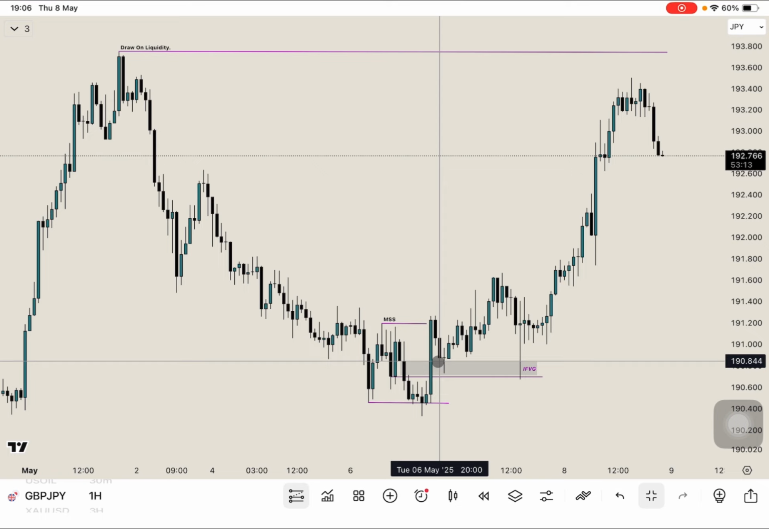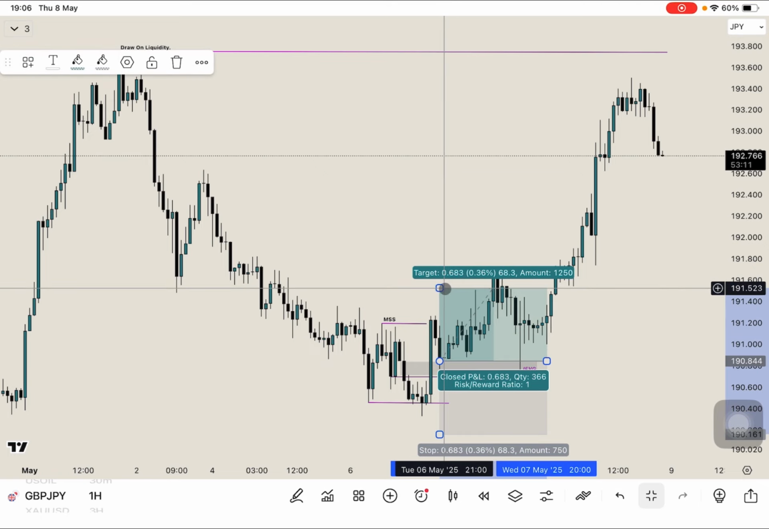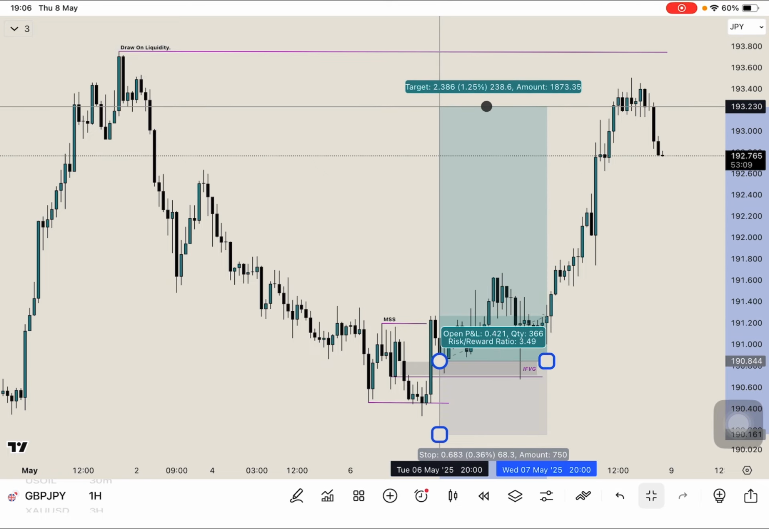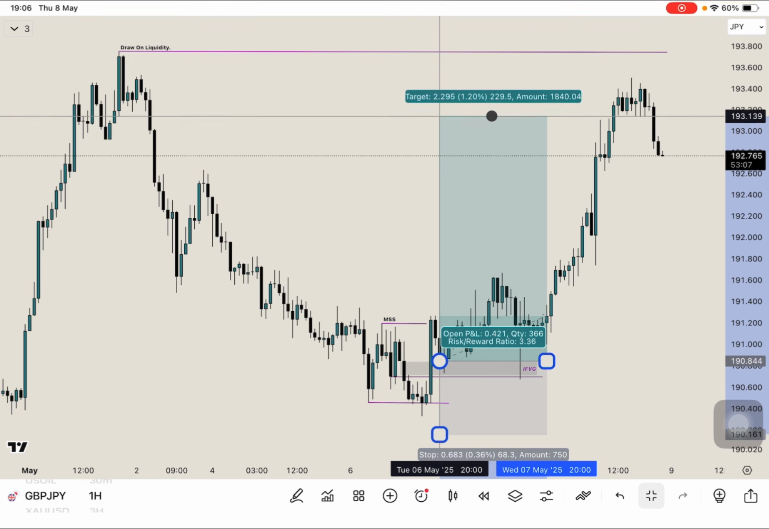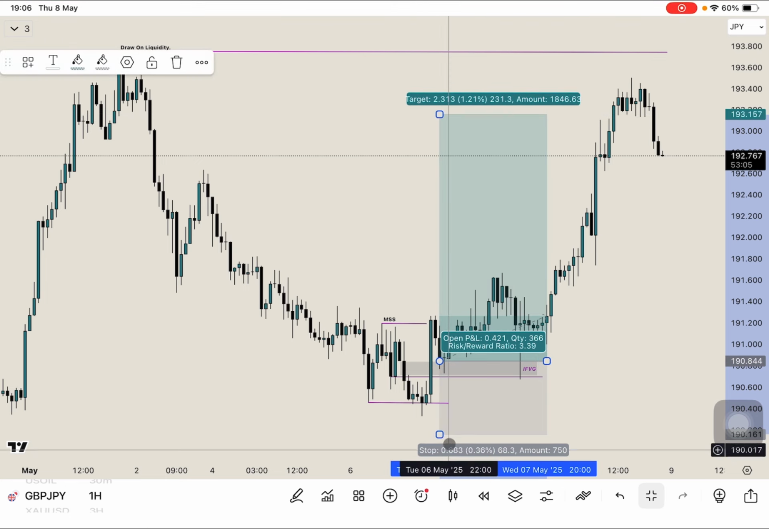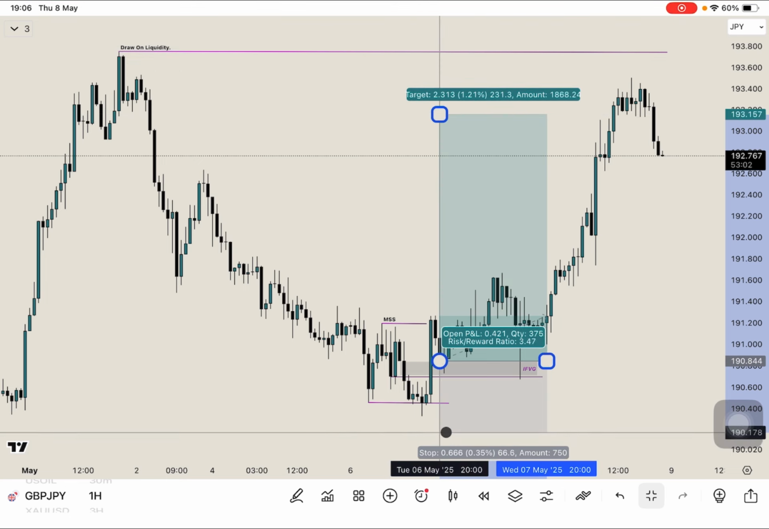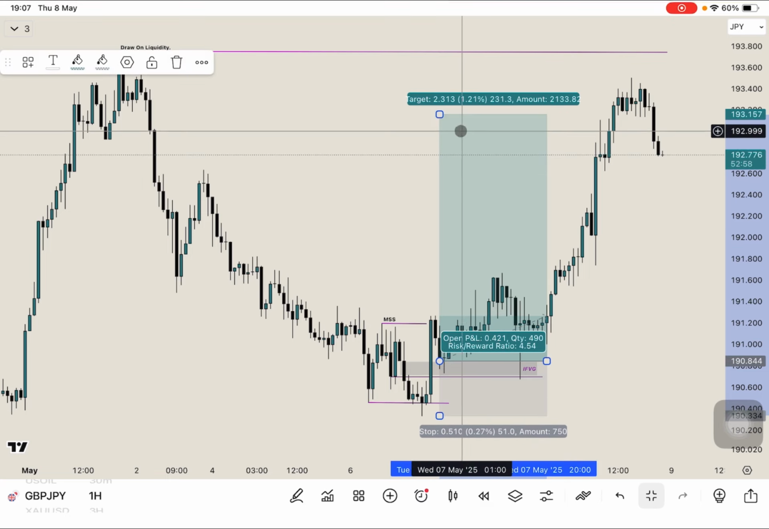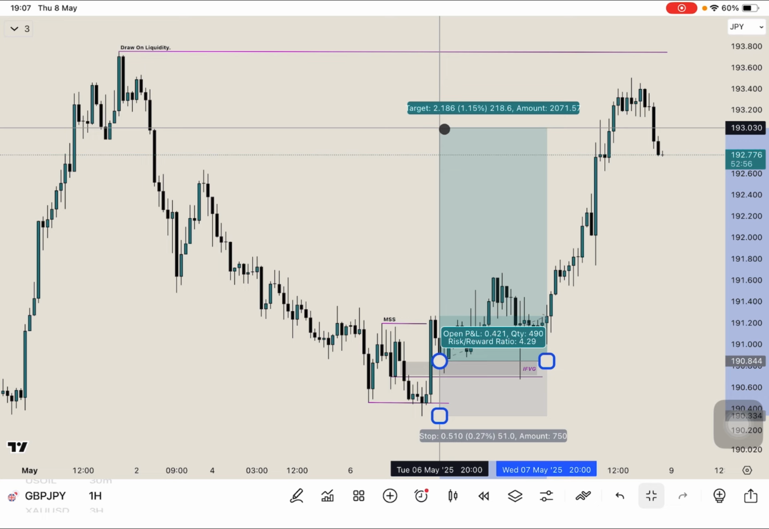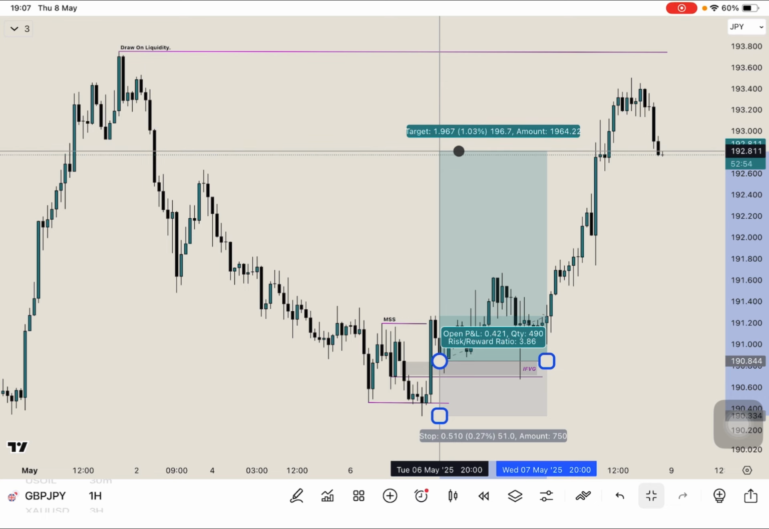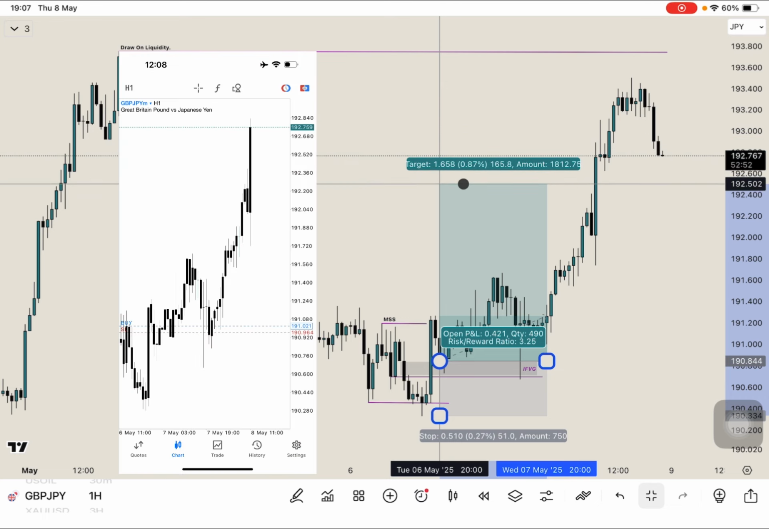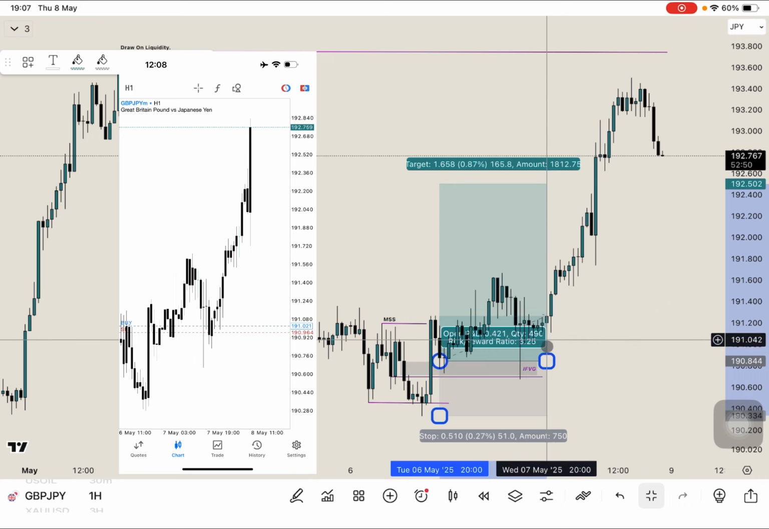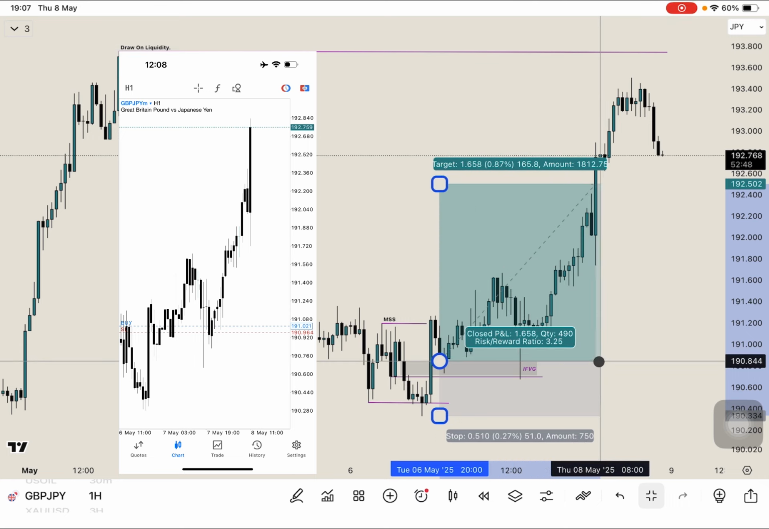So I actually entered here. It was Asian session when I got in the trade. Target 3R, just 3R. That's it. You don't need much. Target 3R, and this was basically 3R here. And if you guys notice, I closed around here because I don't want to swing today.